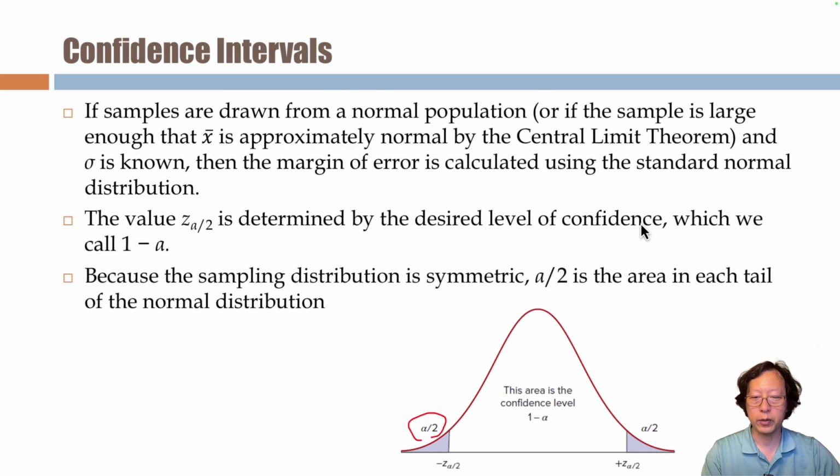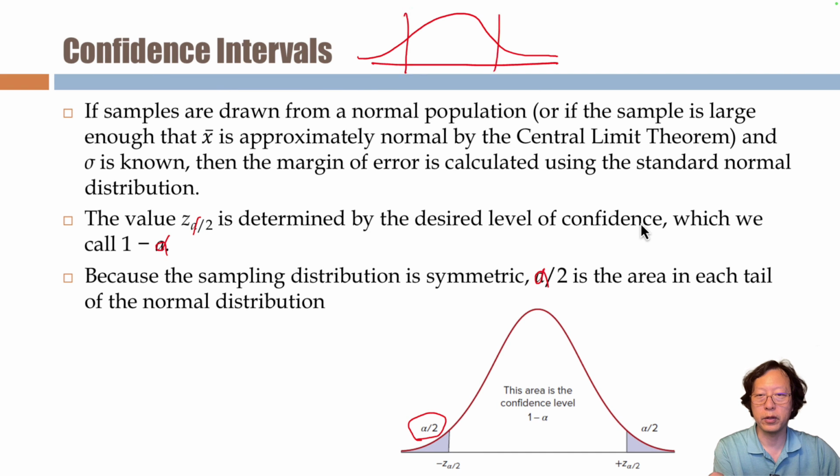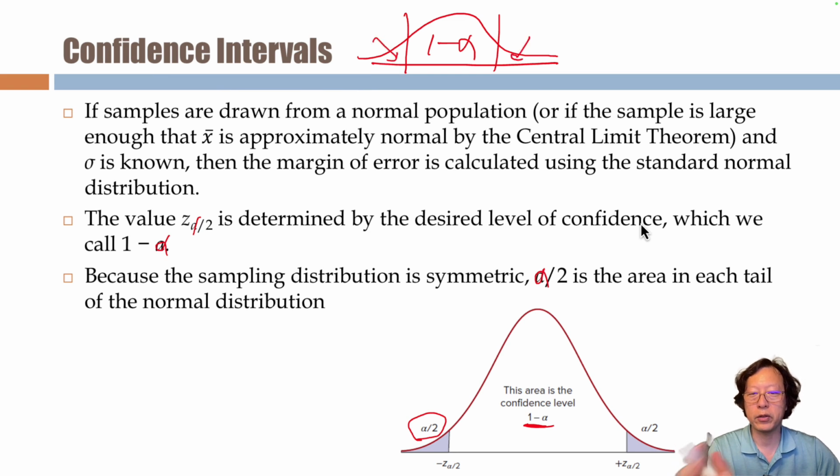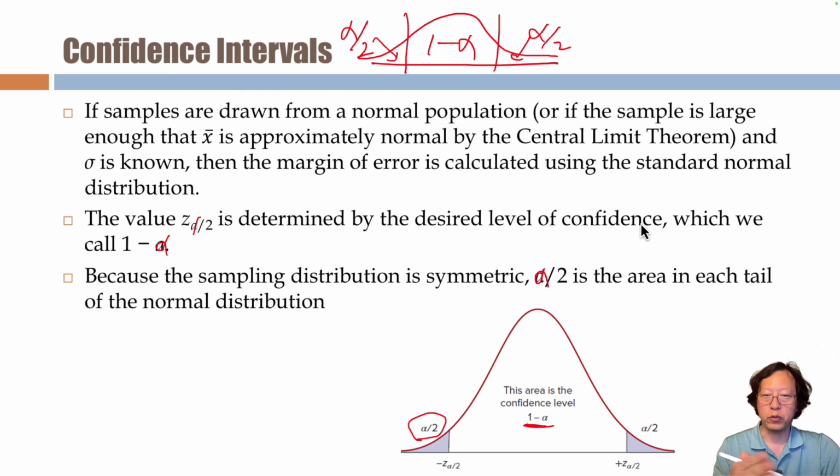Why is this alpha divided by 2? So here, this is the alpha. Again, I'm just going to keep explaining here. This is the 1 minus alpha, the confidence interval. Then this part together should be alpha. So this is alpha divided by 2, and this is alpha divided by 2, so that if you add up all three ranges, it becomes 1. Alright, that's why we are looking for the different number here.